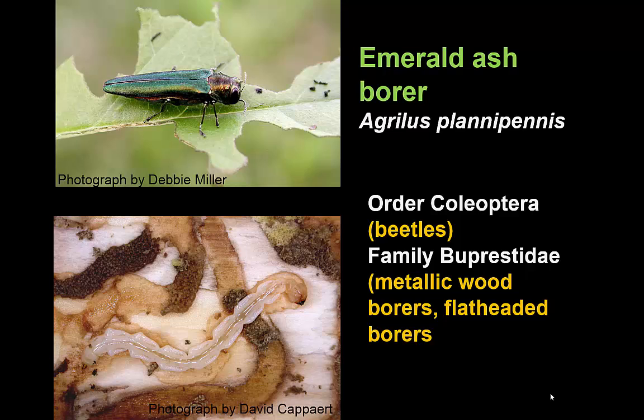So the emerald ash borer is a type of flat-headed borer. It's in the family Buprestidae, metallic wood borer, flat-headed borers, Agrilus planipennis. It's in the same genus as several of the kinds of flat-headed borers that we have, such as bronze birch borer, honey locust borer, or gambel oak borer.